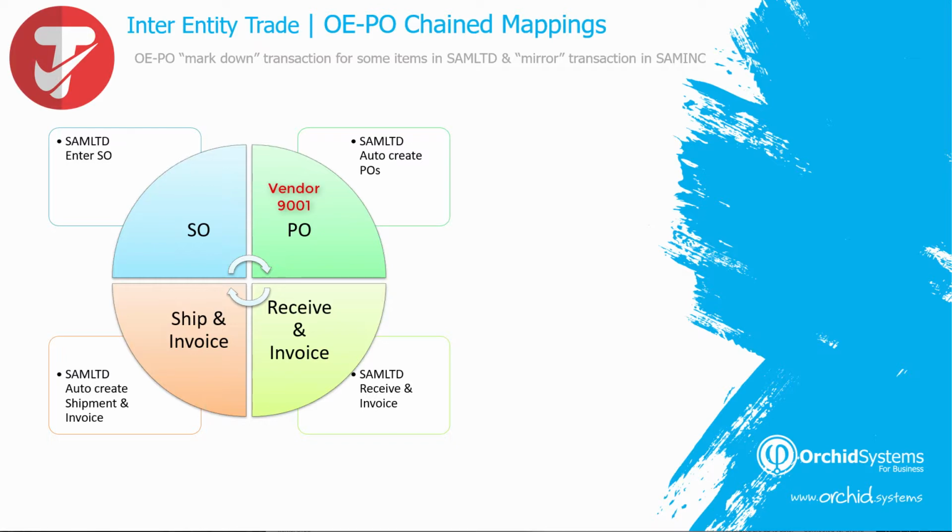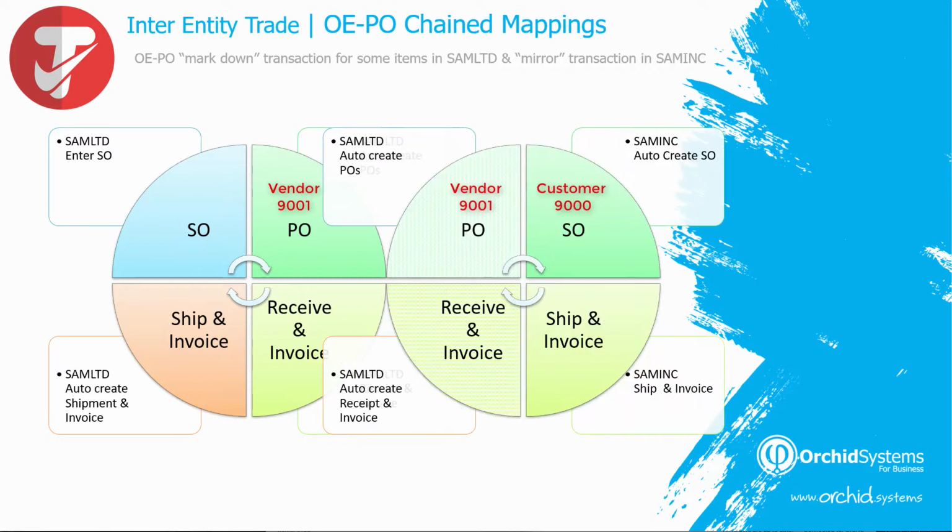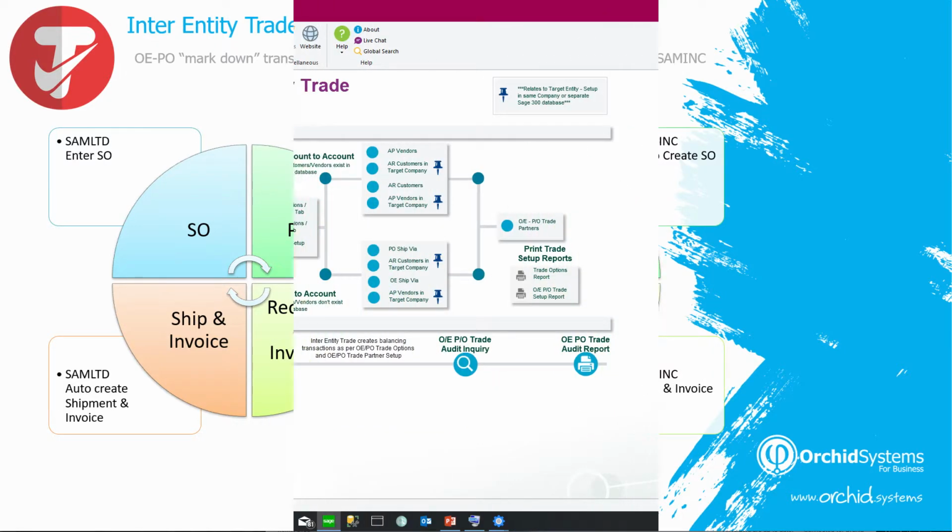But because we're going to use the same vendor that we use to order the items from SAM Inc., when the purchase order is created, Inter-Entity Trade is going to automatically create a sales order in SAM Inc. And then when we ship and invoice the sales order in SAM Inc., it's going to come back to SAM Ltd and receive and invoice the purchase order, and in turn it will ship and invoice the original sales order. We refer to this as chaining, when one document creates another document, which in turn creates another document, and can come all the way back to the source document if required.